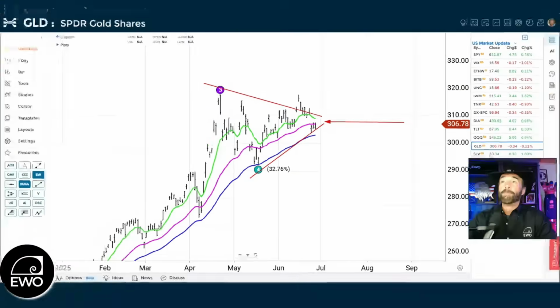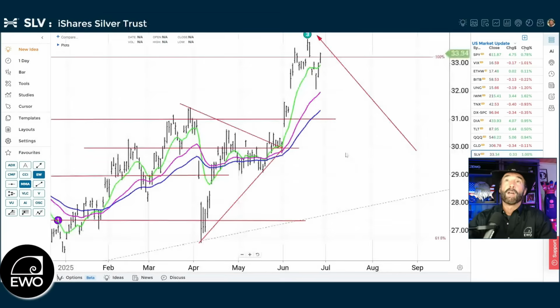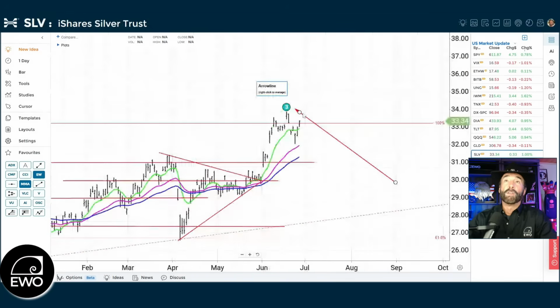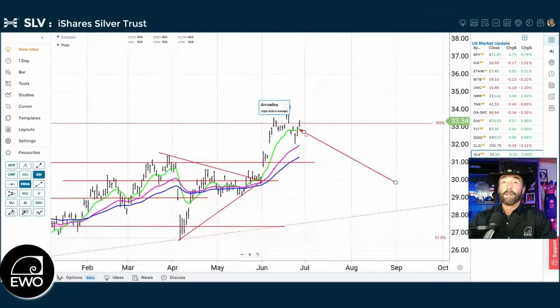And then silver, we've talked about that. Would it play catch up? Well, it had a better day today than GLD did. You can see this nice move to the upside here above the 10-day moving average. So it is still in catch up mode.